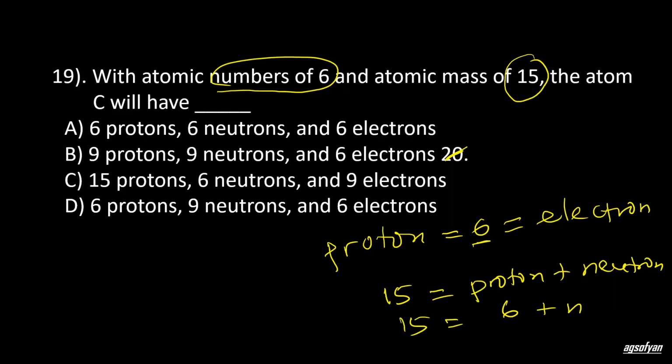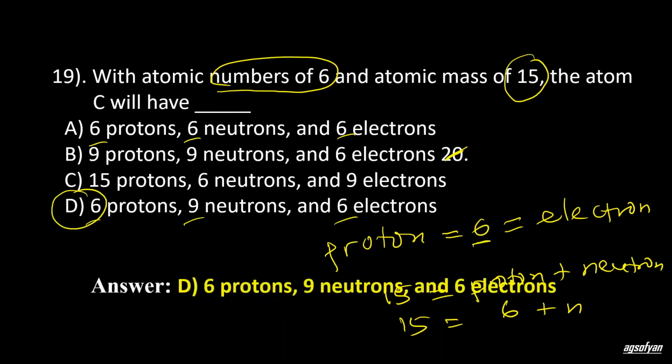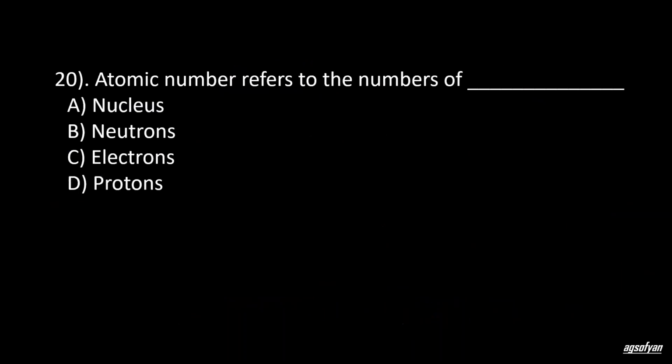So look for that one: 6 protons, 6 electrons, and 9 neutrons. Look for 6 protons, 9 neutrons, and 6 electrons. So the answer will be D. Atomic number refers to the number of, I just mentioned that, the number of protons. So D is the answer.